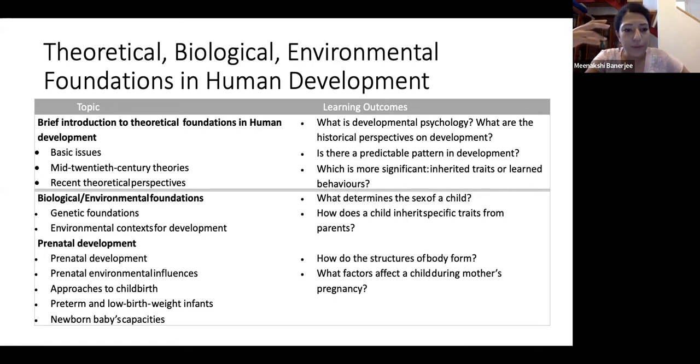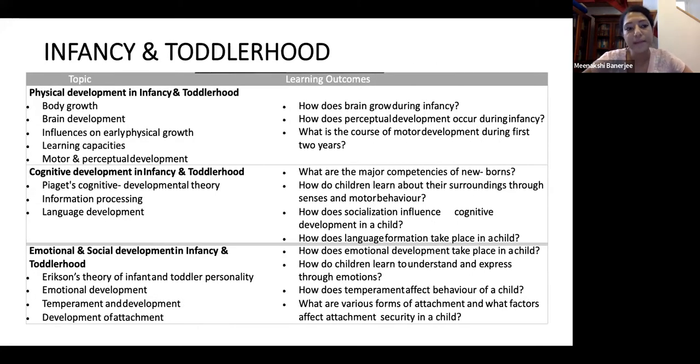Then we go into the biological environmental foundations, because this is the main debate that you will always find that developmental psychologists are struggling with. They're looking at whether things are genetic, whether we come in with certain dispositions, or it is the environment that shapes us, right? So this debate will come up in all kind of age groups as we go along. Then we talk about prenatal development, what's happening before the child is born and how that really affects the child. It's a very important part in developmental aspect.